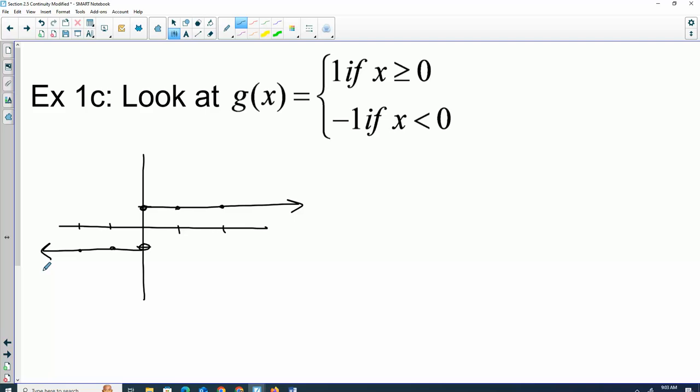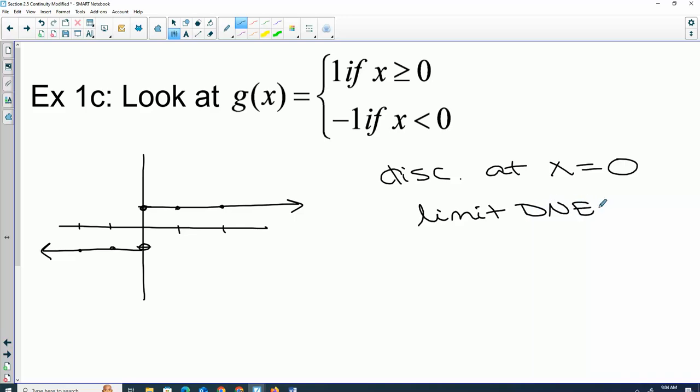Okay, so where is this discontinuous? What rule does it break? The function exists at 0. When I plug in 0, I do get an answer, but my limit doesn't exist. The left and right hands don't match.